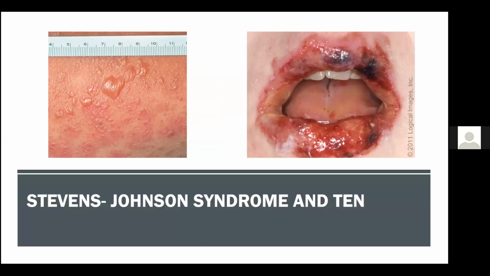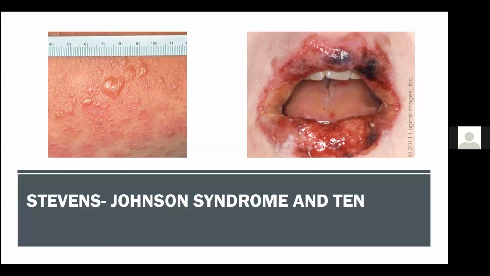And then this is Stevens-Johnson syndrome with TEN, and vesicles and bullae are characteristic cutaneous findings. They usually start on the face and the trunk, and then you start getting skin loss. And Stevens-Johnson is not usually associated with infections. It's most commonly due to drug reaction.